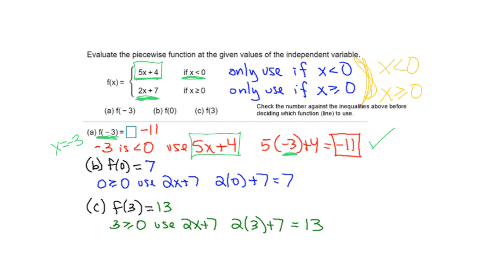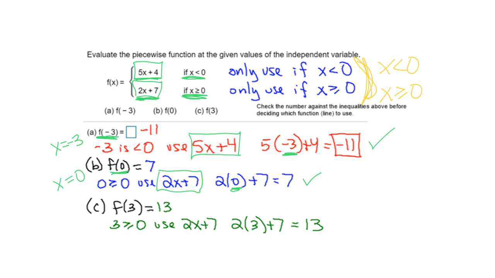Okay, the next one I have is f of 0. That means that x equals 0. Well, if x equals 0, I want to use the second one because that says x greater than or equal to 0. So that means I need this 2x plus 7. I'm going to put 0 in for x, and that gives me 7 back out.